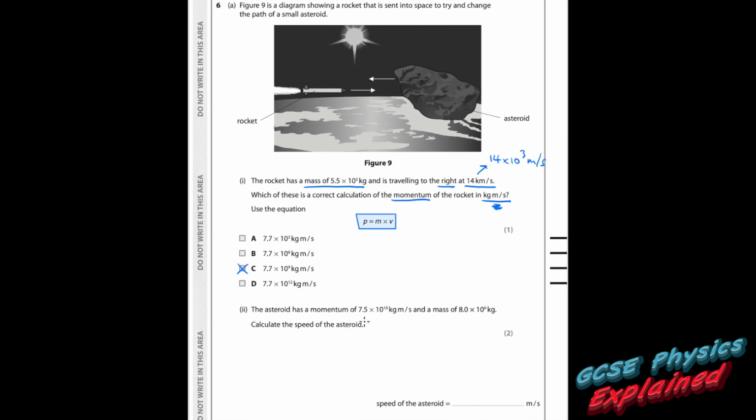Part 2. The asteroid has a momentum of 7.5 times 10 to the 10 kilograms meters a second and a mass of 8 times 10 to the 6 kilograms. Calculate the speed of the asteroid. Well, that should be velocity really, because that's velocity. It doesn't matter. Alright, so momentum equals mass times velocity. So therefore we'll rearrange that to get the velocity. That's going to be the momentum over the mass. So just pop the numbers in. And that equals 9,375 meters per second.